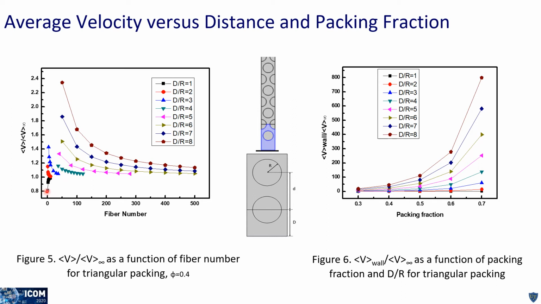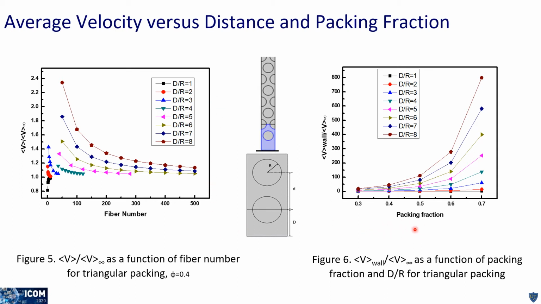It approaches 1 from a value less than 1 when we have fibers close to the wall, in this case for D/R equals 1, and it approaches from a value greater than 1 when we have D/R large, such as D/R equals 8, from 2 to 8. Somewhere between 1 and 2, what we see is that there will be a minimal effect of the fiber number on the calculated velocity.